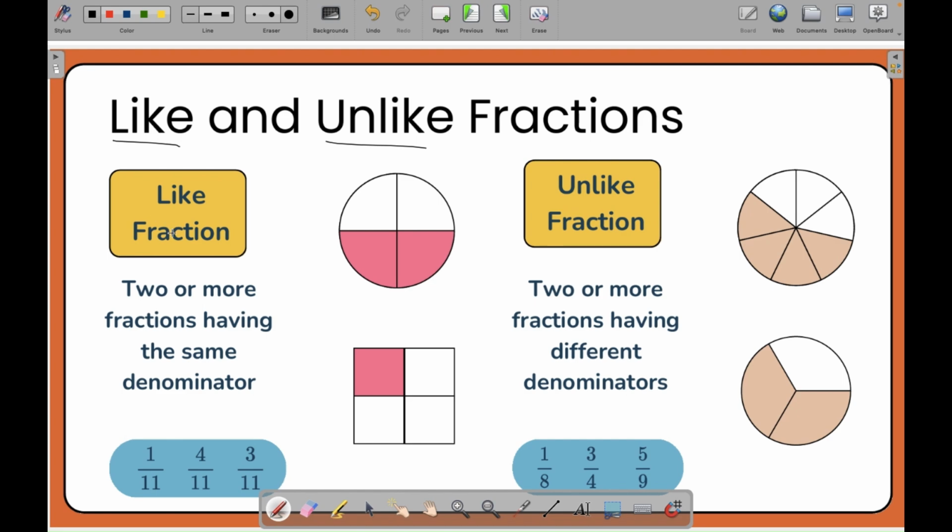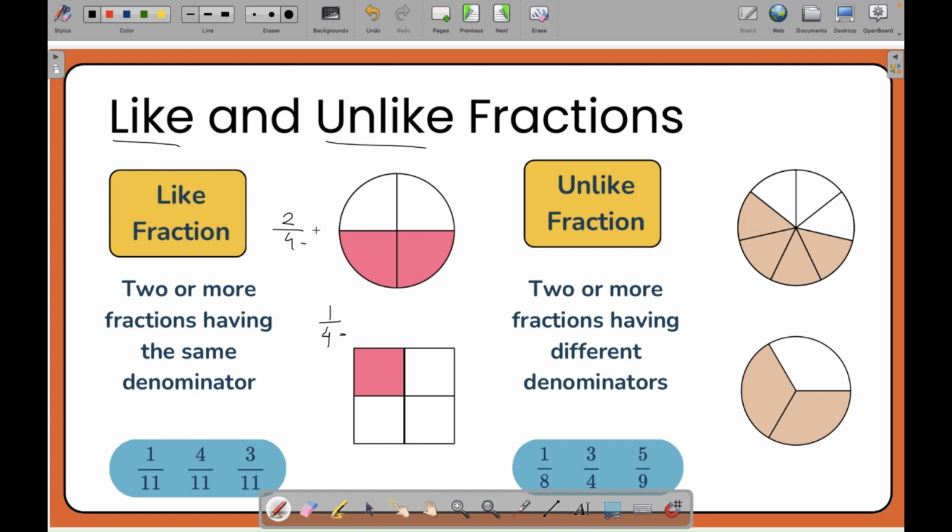Like fractions are two or more fractions that have the same denominator, or the same number of parts into which we are dividing the figure. If you look at this, I've divided this figure into 4 equal parts, and I've divided this figure into 4 equal parts. Although the number of shaded portions is different, the number of parts that I'm dividing the figure into is the same. So this is 2 out of 4 and this is 1 out of 4. This means they are like fractions. Like fractions are the fractions that have the same denominator.